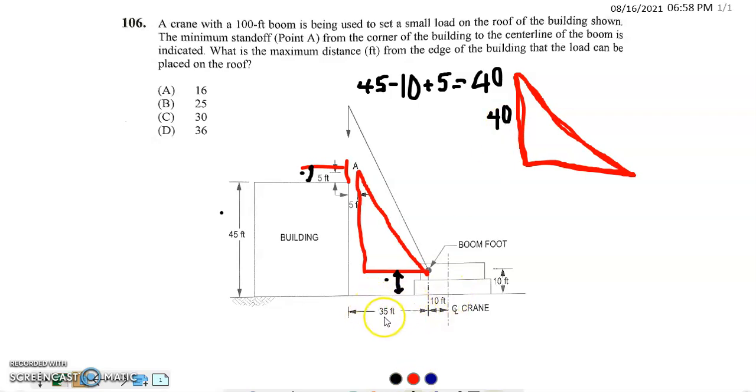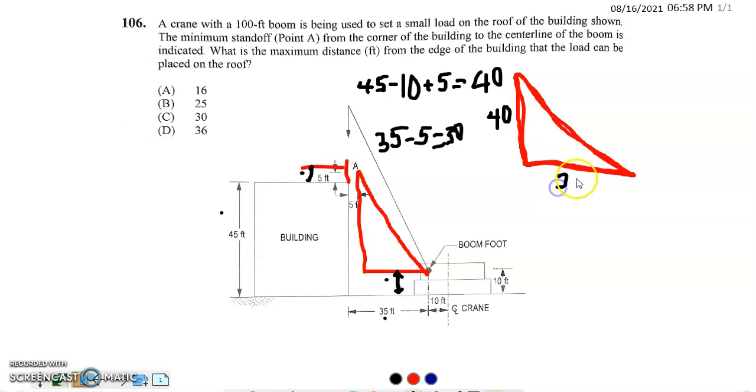Let's do the same thing for the horizontal. We have 35 at the base, but on the edge, they require a minimum of 5 feet. So we need to say 35 minus 5, which will give us 30.